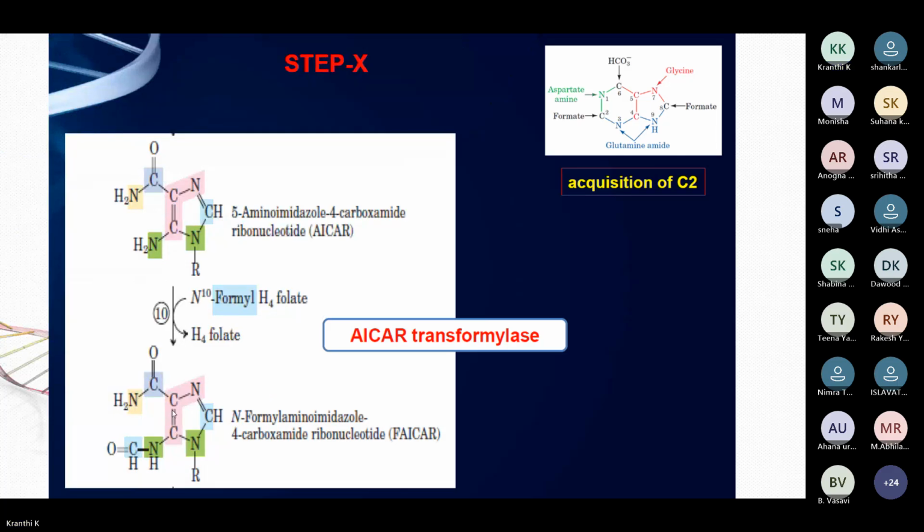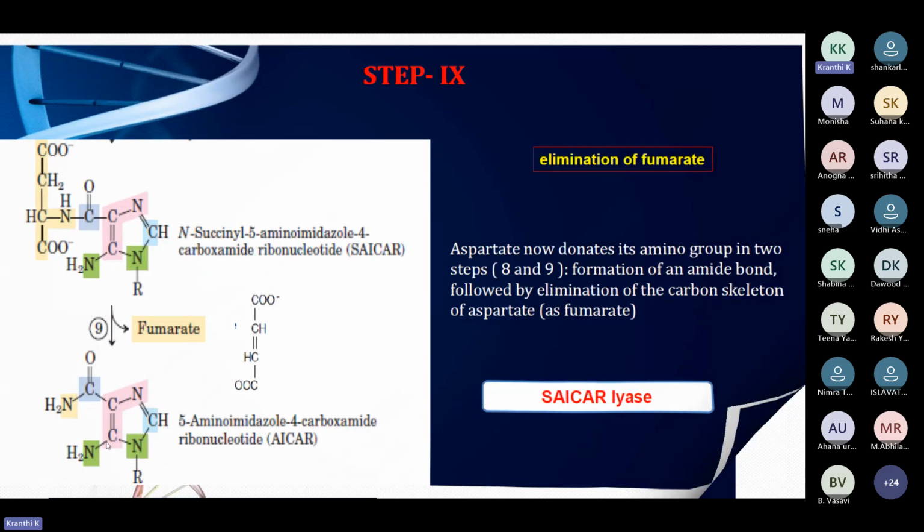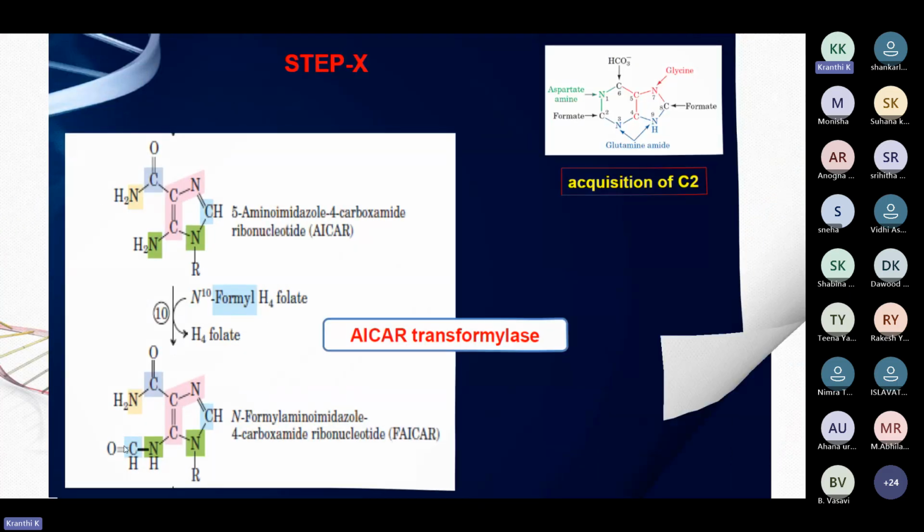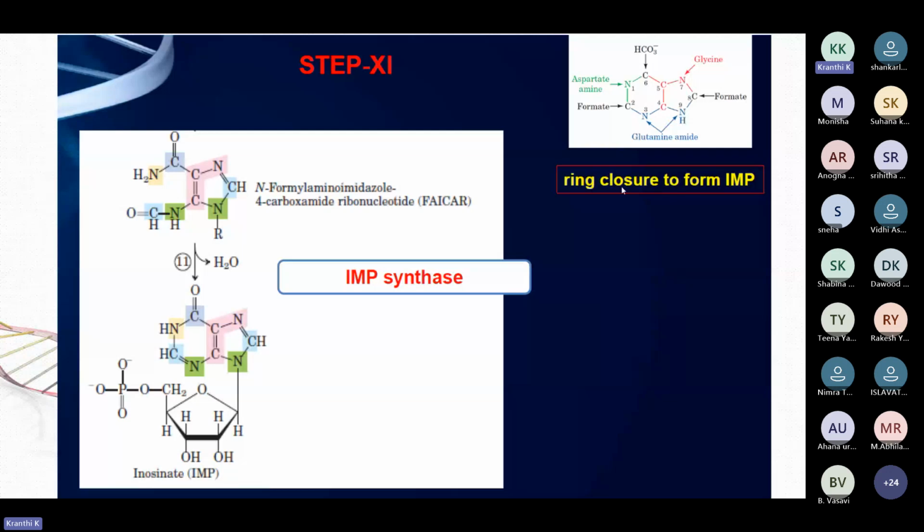Okay. So in step 10, acquisition of carbon 2. Here we need the carbon 2 also, right? Here there is no carbon 2. Then the carbon 2 got added. Then in the 11th step, ring closure to form the IMP. After adding the carbon here in the second place, the ring closed. Okay, so this is the two-ring structure, which is linked with the ribose phosphate by an N-glycosidic bond like this.